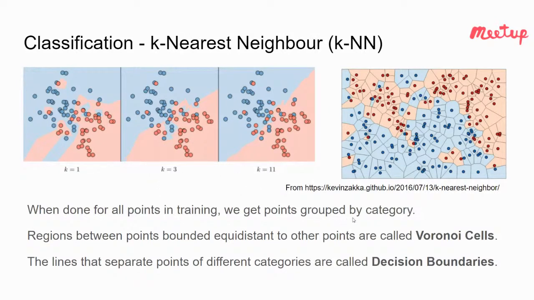So we group these points by category. These have equidistant points between them, and these are the boundaries of what's known as Voronoi cells. This is something that comes out in clustering as well. But these boundaries here are called decision boundaries. So if you have a point like this, which separates a blue classified point from a red classified point, this is the decision boundary. If you find another point and it sits there, it's red. If you find a point and it sits there, it's blue, depending on the number of Ks that you've selected.